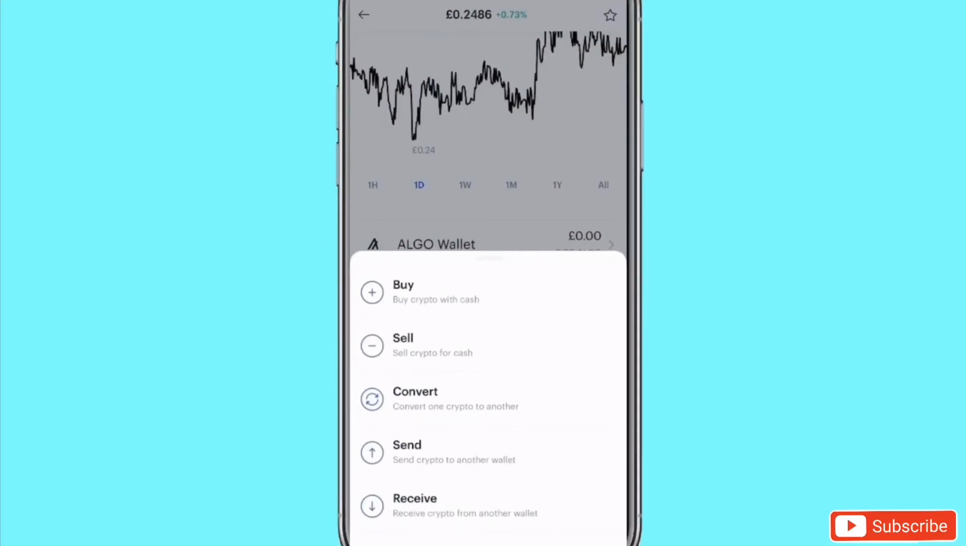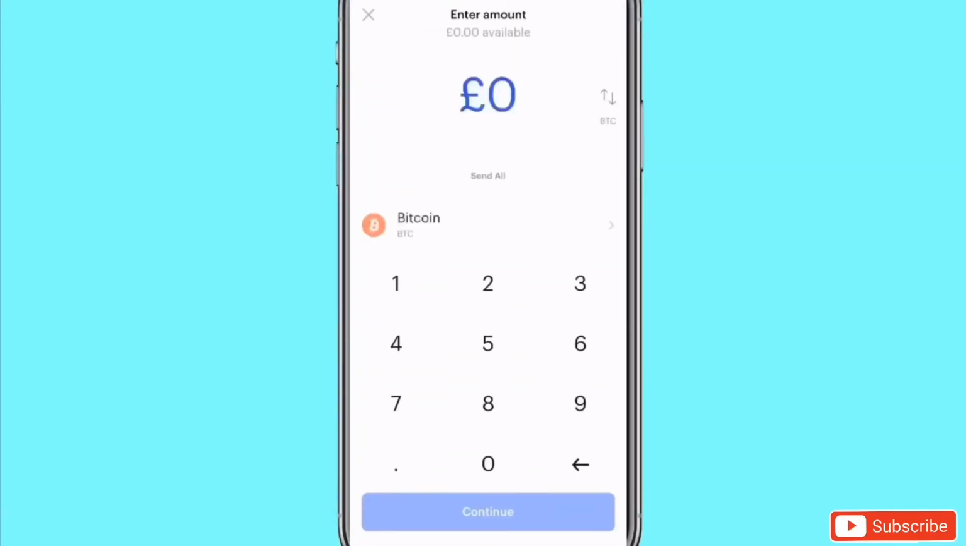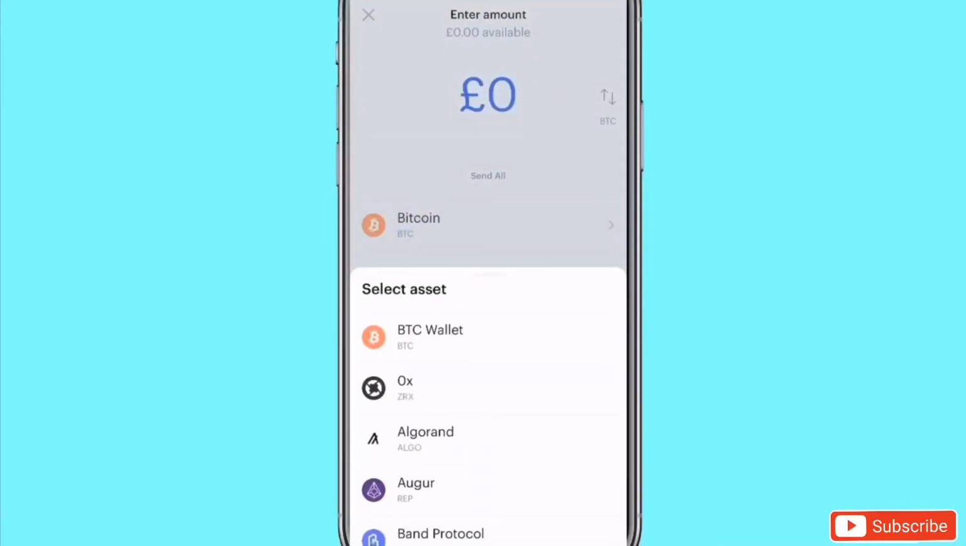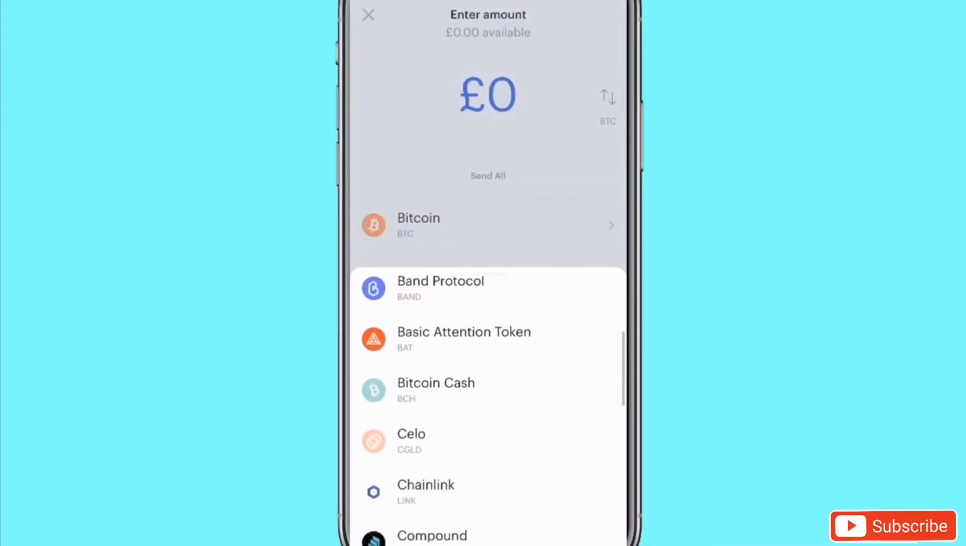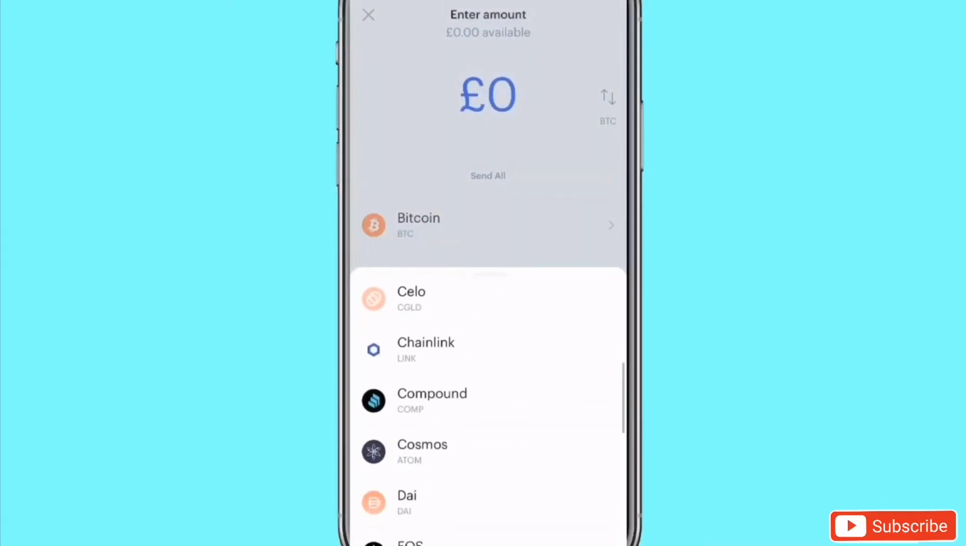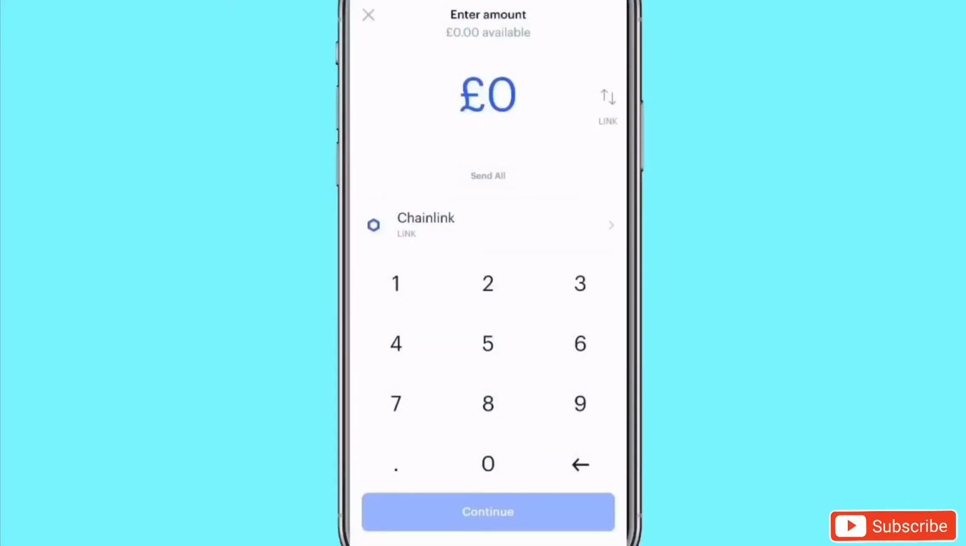It's very simple to use. So say I wanted to send some crypto, I would press send, and then it would come up with whatever crypto I want. So I could select this. What do I want to send? Maybe I want to send some Chainlink to somebody. I'll press Chainlink. How much do I want to send? Do I want to send £100 worth? Or maybe I want to send one LINK, something like that. And then you can send it, and then it'll go on to putting in the address. So it really is that simple.